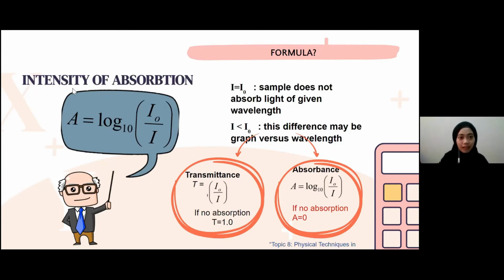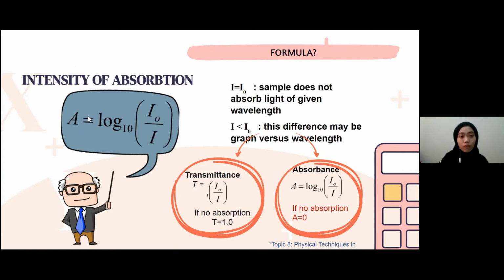This is the formula of intensity of absorption, which is A equal to log I null over I. A here stands for absorbance, while I stands for intensity. I null is the incident intensity, which is the intensity before light passes through the sample in the cuvette. I here is the intensity after the light passes through the sample in the cuvette. So the sample does not absorb light of a given wavelength if the intensity is equal to the incident intensity. So we can conclude that no absorption occurs because log 1 is equal to 0. So A here will be 0.